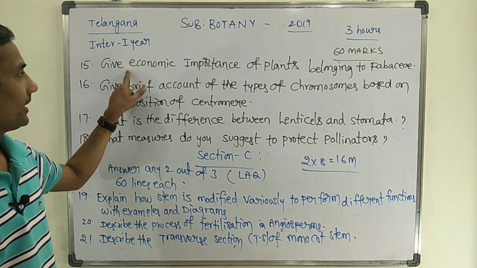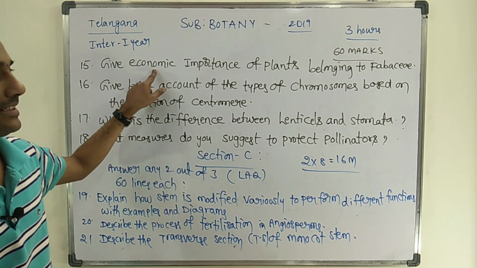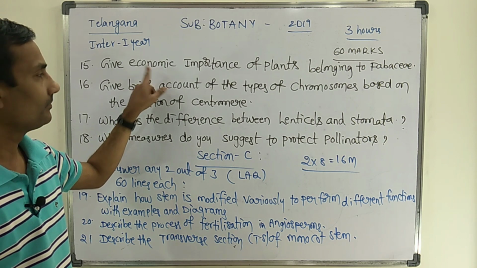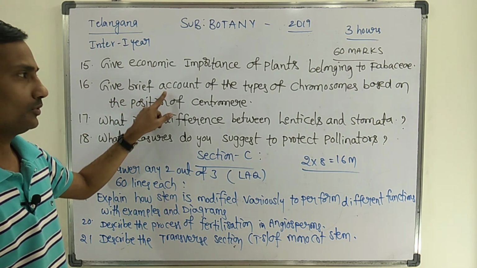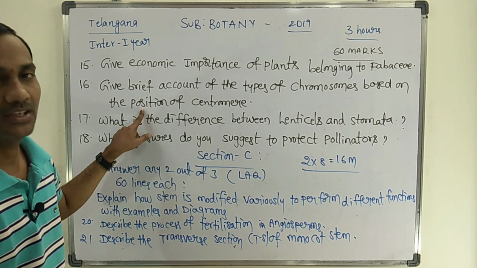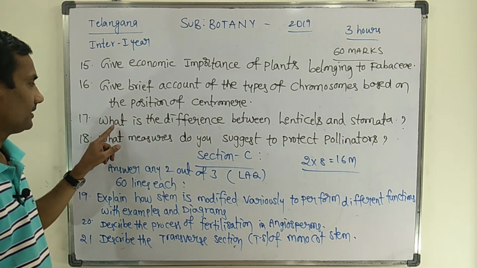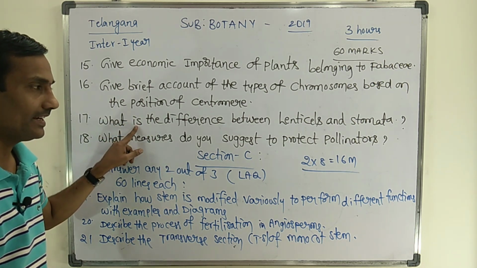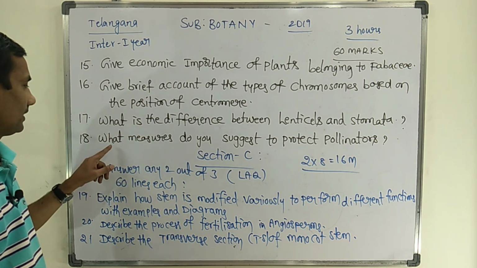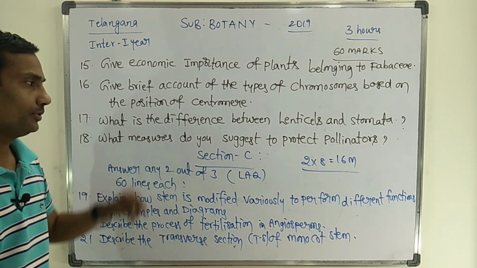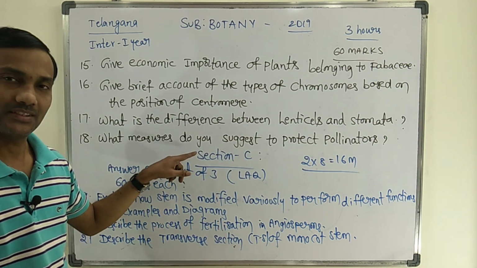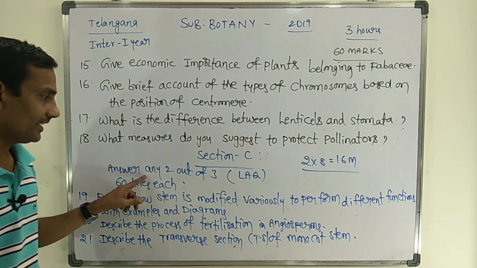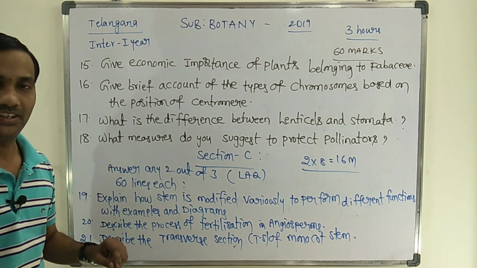15th question, give economic importance of plants belonging to Fabaceae. 16th, give a brief account of the types of chromosomes based on the position of centromere. 17th, what is the difference between lenticels and stomata? 18th, what measures do you suggest to protect pollinators? Last, section C. Answer any 2 out of 3.